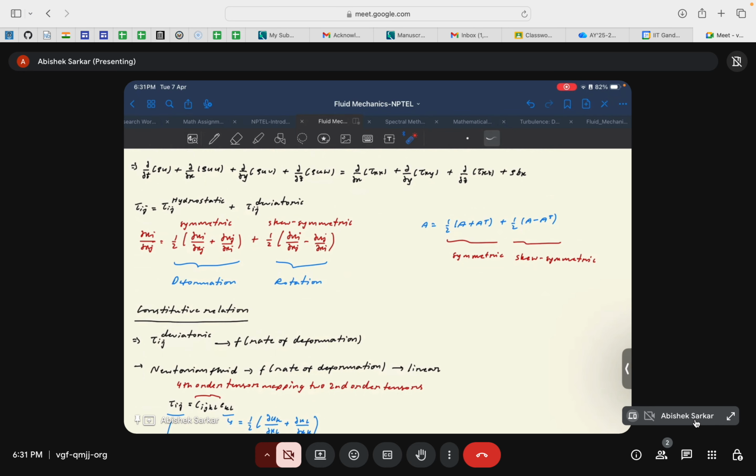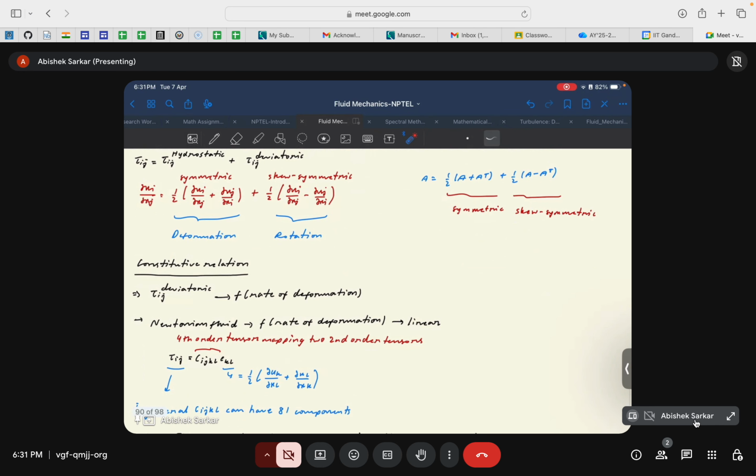Okay, so tau ij can be mapped with the deformation tensor, that is the strain rate tensor, by using a fourth order tensor. Okay, if you remember, even in today's class only, we mapped a vector to another vector.